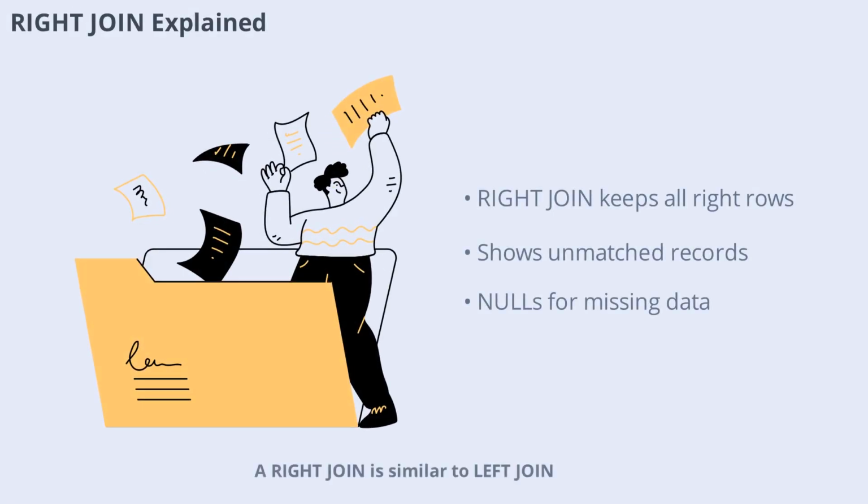A right join is similar to left join, but it returns all rows from the right table and matching rows from the left. If there's no match, you'll see nulls for the left table's columns. This join is less common but useful when you want to keep all records from the right table regardless of matches.